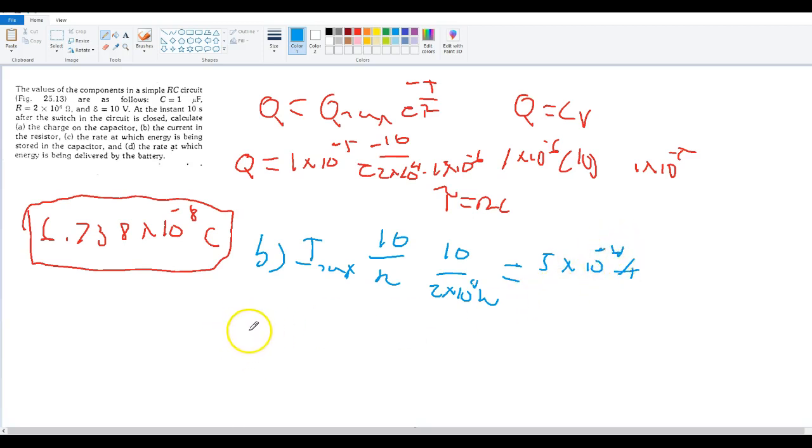Then from here it's just the exact same equation. So it's going to be 5 times 10 to the negative 4th times e to the power of negative t, which is going to be 10 seconds, over tau. And tau is going to be that same. I'd like to write tau down for us: tau is 2 exponent 4 times 1 exponent negative 6, so 0.02. So we go over here and put 0.02, and this is going to be our I answer, the current in the resistor at 10 seconds. So just plug into your calculator.